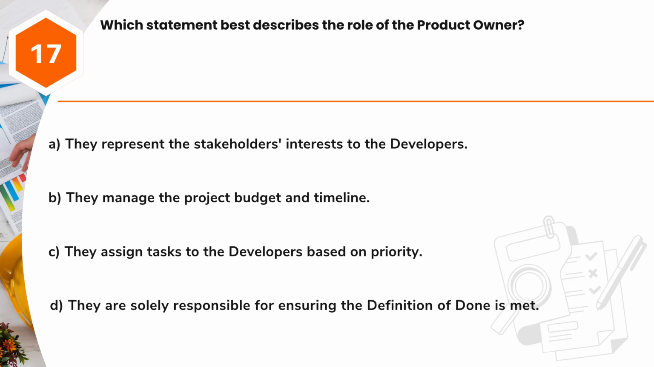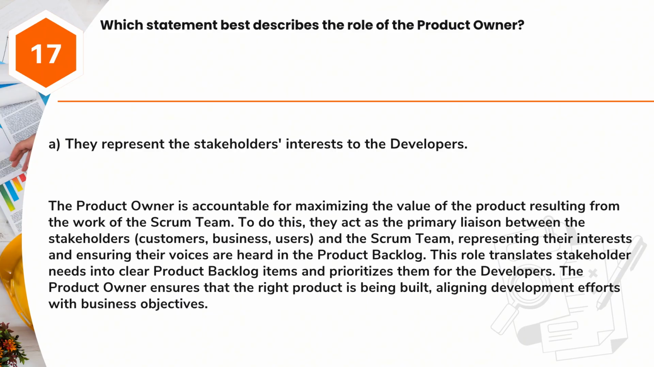Question 17. Which statement best describes the role of the product owner? A. They represent the stakeholders' interests to the developers. B. They manage the project budget and timeline. C. They assign tasks to the developers based on priority. D. They are solely responsible for ensuring the definition of done is met. Answer: A. They represent the stakeholders' interests to the developers.